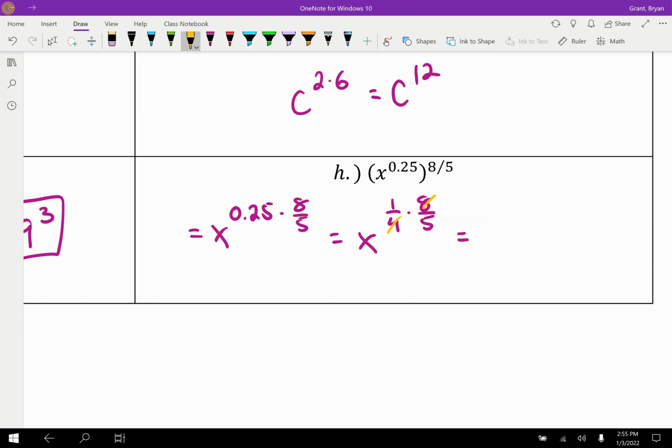Reduce. Divide both of these by 4. And then we multiply fractions straight across. 1 times 2 is 2. 1 times 5 is 5. And we're set, x to the 2/5. If you did it on your calculator, you might have also gotten a decimal of 0.4, which is totally fine.